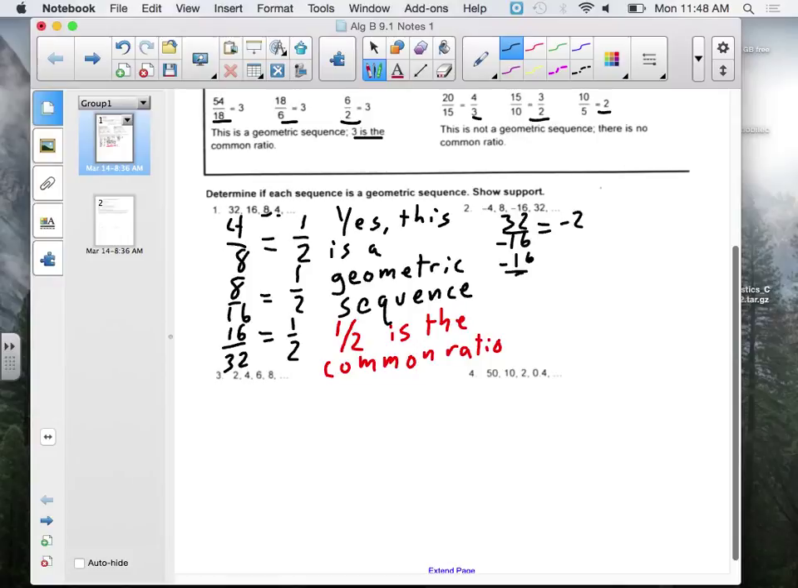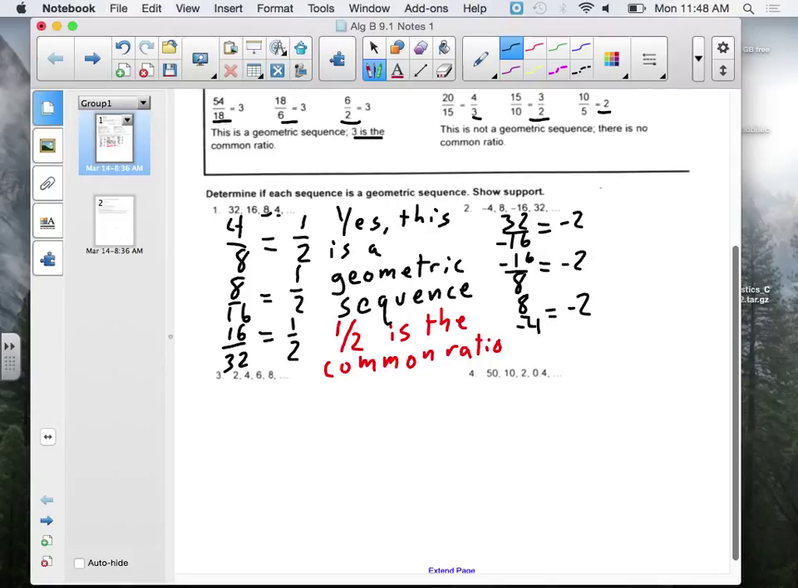Then we just keep moving backwards, so -16. And then the last one, 4 divided by -4 equals -2.